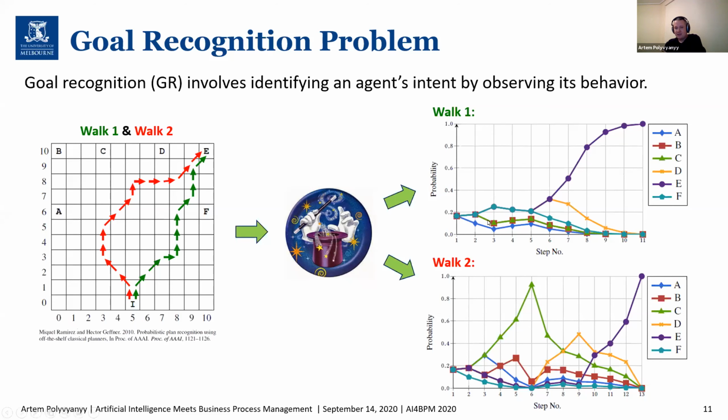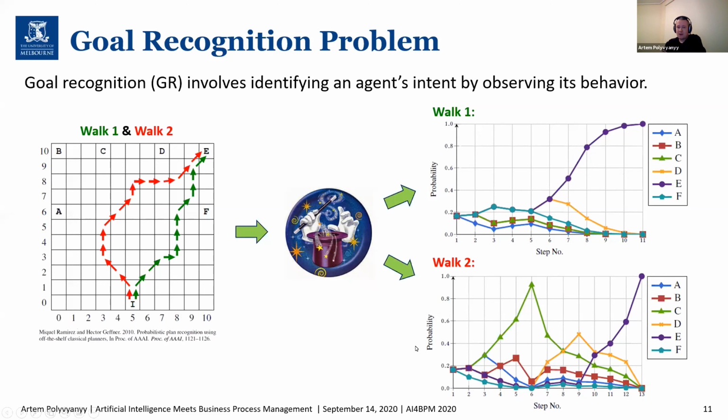So here you see that after each step, we recompute the probabilities, and for the rational walk, which is the green walk, at some stage goal E starts to win clearly. And that basically stays like that towards the very end of the walk.